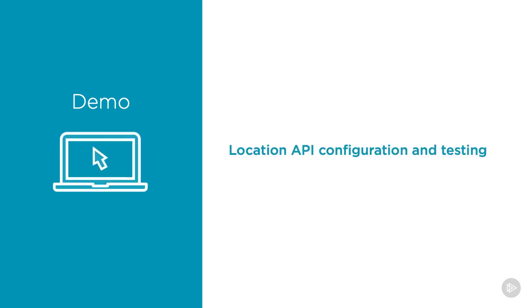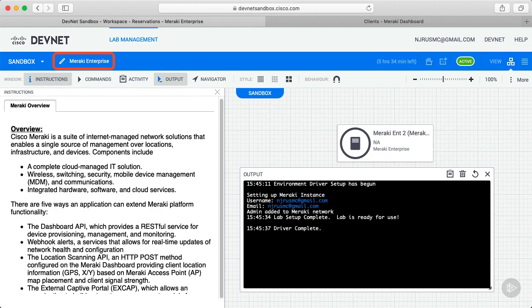With our collector ready, let's configure Meraki to send updates to our collector, then validate it using a test script. In order to test this, we need to reserve the Meraki Enterprise sandbox. In the always-on sandbox, we can't arbitrarily add in location service receivers, but we can within a reserved instance. I currently have this reserved, so let's jump over to the dashboard.